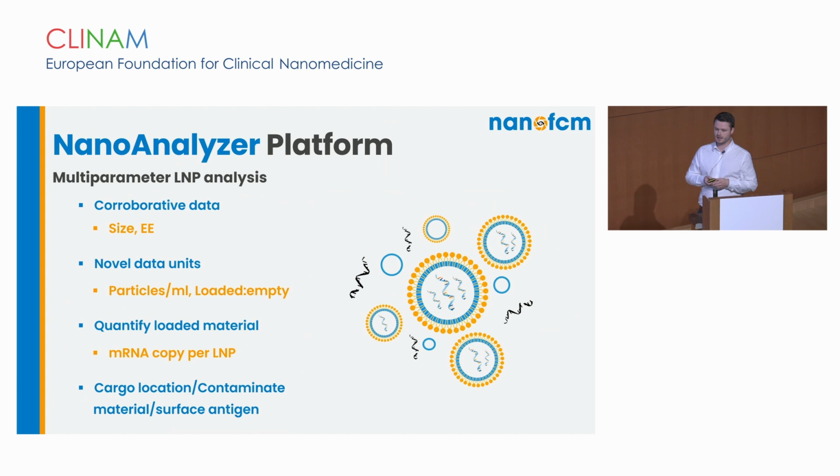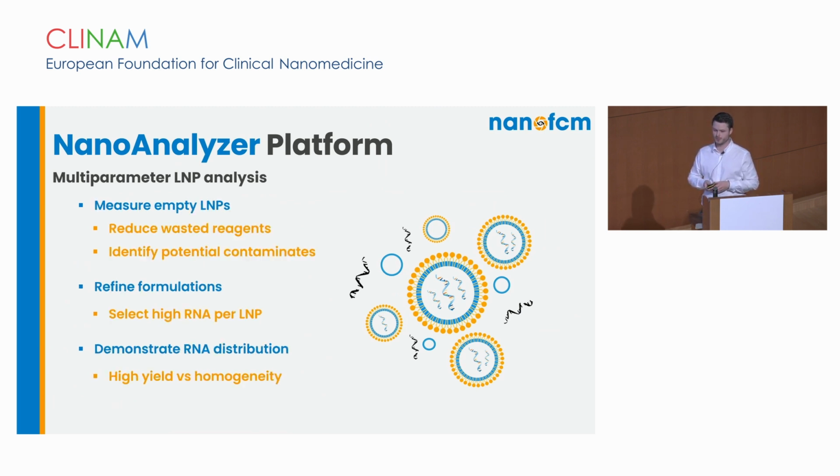So really, in summary, what we're doing is this multi-parameter LNP analysis where we're providing this orthogonal, corroborative data in terms of size and encapsulation efficiency, and then we're able to add these additional novel data points to it. So we're looking at particles per milliliter expression, because it's no longer a bulk analysis technique, as well as that loaded to empty ratio. We can also quantify this loaded material, so looking at those copies per LNP, and we can also do other things like looking at cargo location, which I haven't gone into. So for example, we can see if your mRNA is externalized or internalized, which might tell you a lot of information about the efficiency of the system.